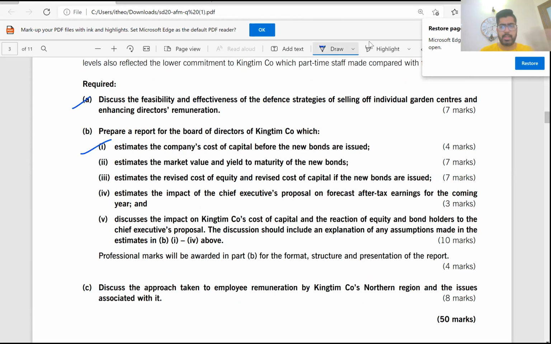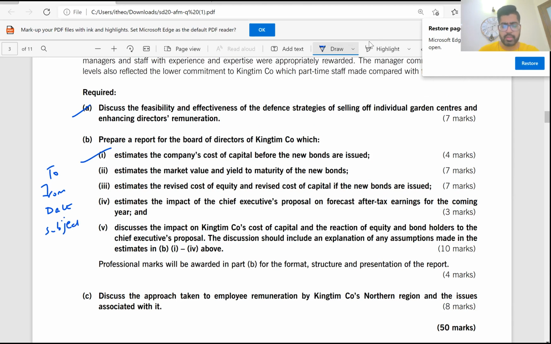Now, I'm not talking about the report format because at this time, in the end, you know how to make a report. It's to, from, date, subject, the format of the report, you know. So I'm just doing the requirements.